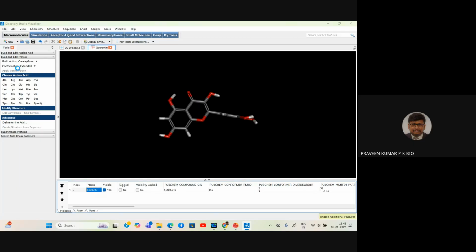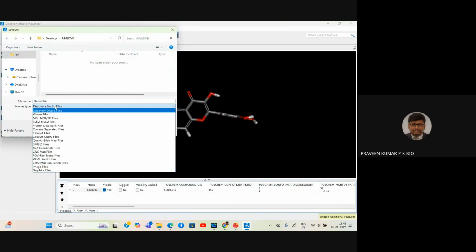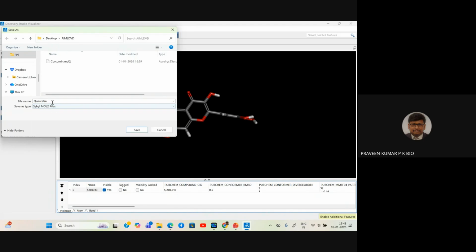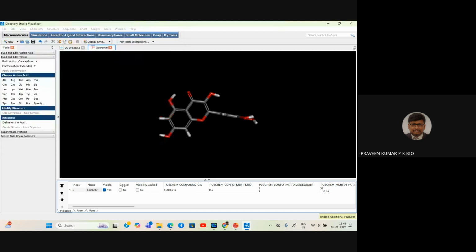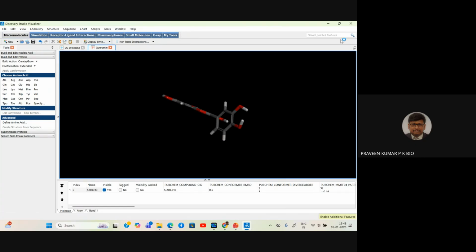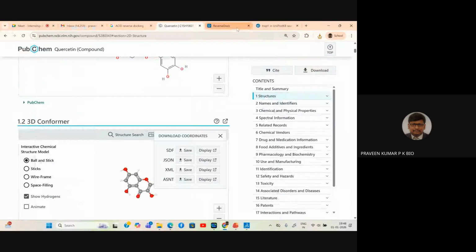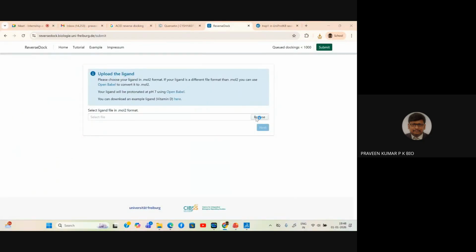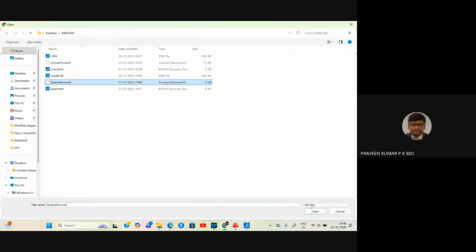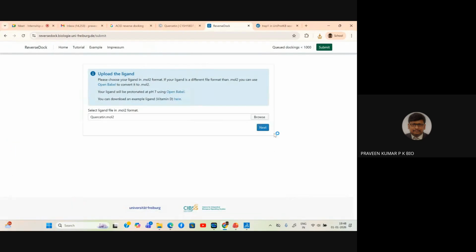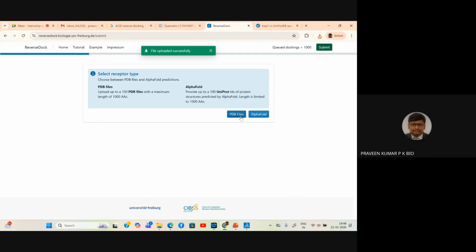Click Save As. In Save As, we have Sybyl mol2. Select that and then give quercetin.mol2. Now this is our quercetin saved in mol2 format. So just go here, you can see quercetin.mol2 is available. We have to go to ReverseStock, browse that, give quercetin.mol2 and then click next. It's asking for PDB files or AlphaFold.